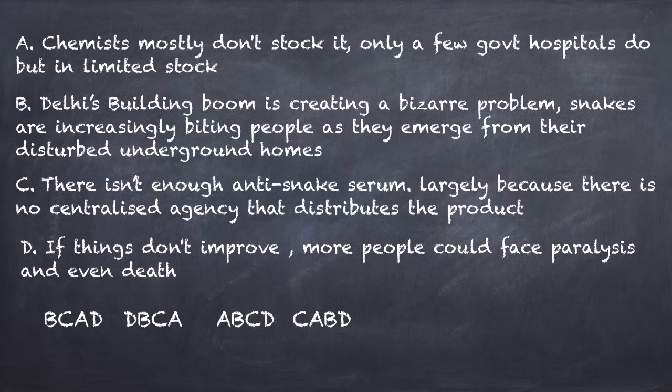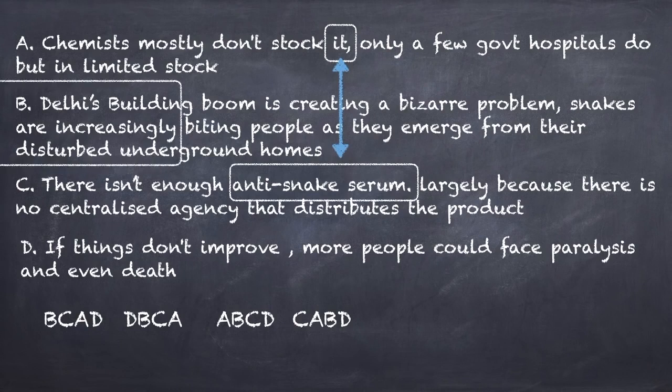Okay, I hope you tried that, and by now how to think is becoming clearer and easier. Chemists mostly don't stock it. What is it? If you look around, you will find that it is anti-snake serum. Right? So straight away you have a pair as CA. If I look at my options, okay, CA is there in a lot of places.